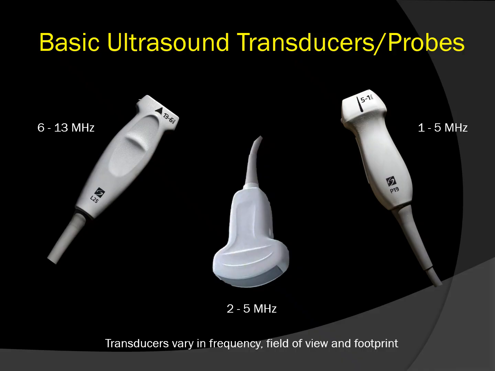Pictured here are our 3 commonly used probes that we use in point-of-care ultrasound. To our left is the high-frequency linear probe. In the middle is our low-frequency curved probe. And to our right is the low-frequency phased probe. These 3 probes all have different characteristics, which we'll speak about momentarily. But first, a little bit about the physics behind how the probes work.